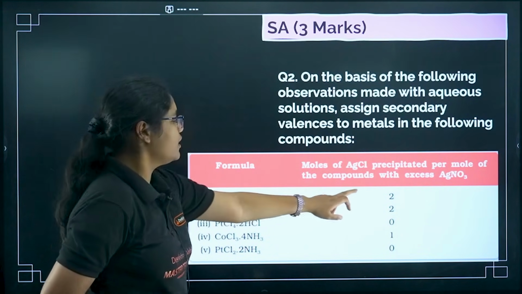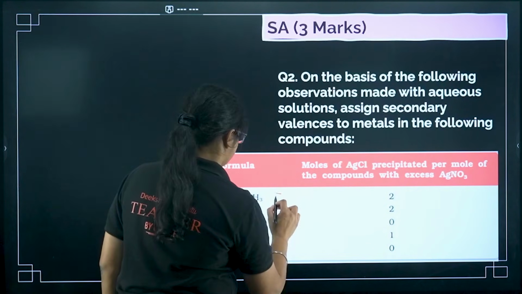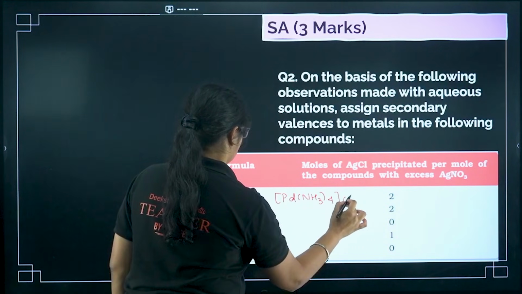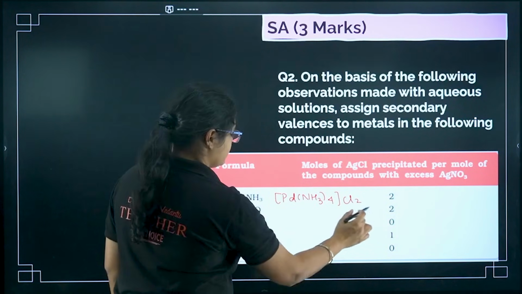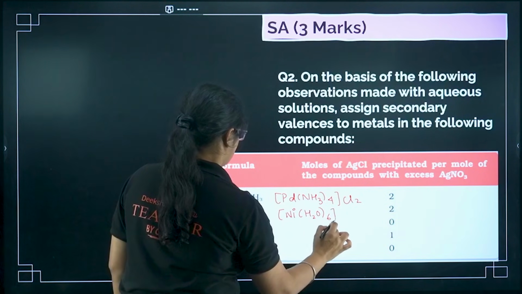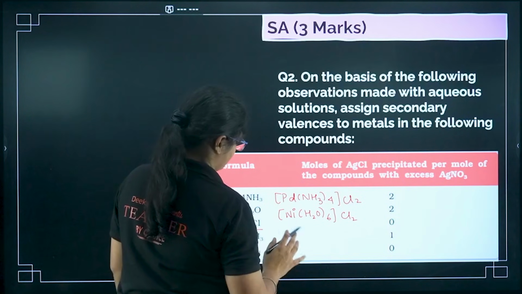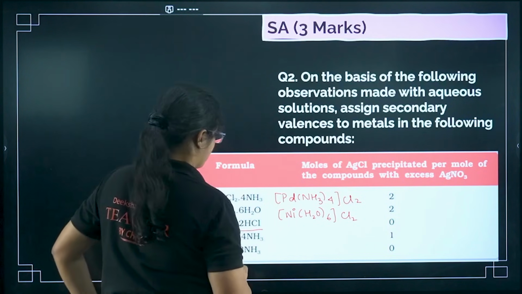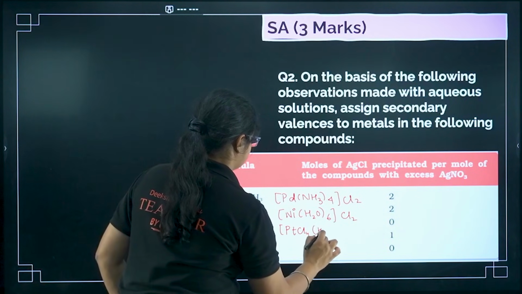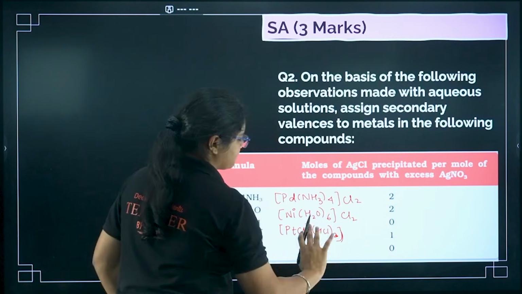So you see in the first one, 2 moles of AgCl are produced, right? So that means 2 chlorines will be outside. So I have Pd(NH3)4, okay, and 2 chlorines will be outside. Next we have again 2 chlorines outside. So I have nickel and (H2O)6 and 2 chlorines outside. Okay, next here I have PtCl4·2HCl. So here there is 0, that means all the groups will be present inside. So we have PtCl4, HCl. Okay, sorry, HCl is there, HCl can be outside but that will not precipitate.